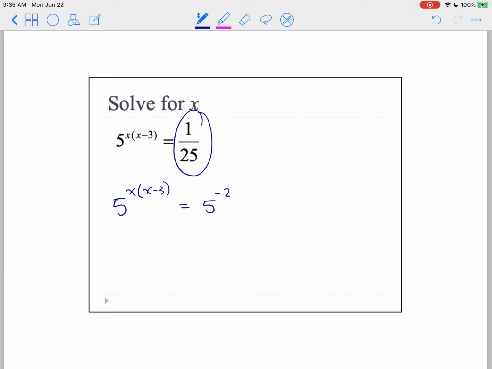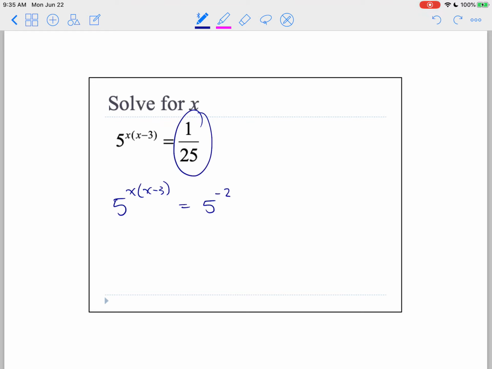Now, why would I want to rewrite it so that the base is 5 as well? Well, because now this is an equation. This symbol right here means that both sides of this equation aren't even different things. The equal sign means that they are the same. It's not just that they're equal, but they are not any different from one another.